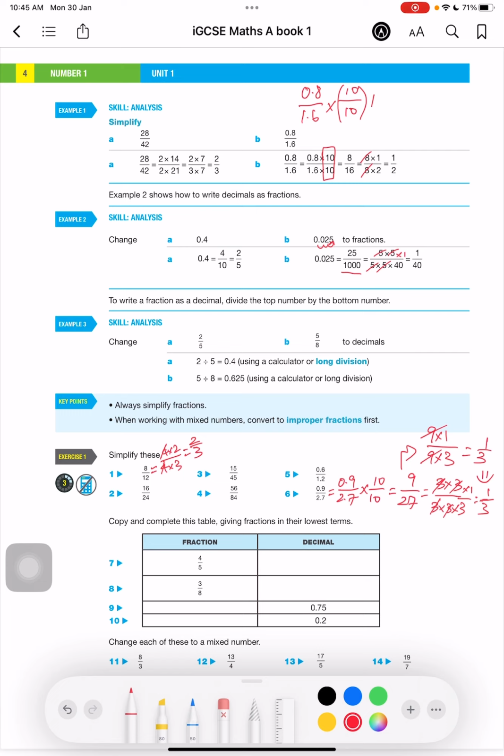Okay, let's move on to the table. You have a fraction of 4 over 5, and now you are required to convert it into a decimal. How do you go about doing that? When you're converting into decimal, always aim to convert into tens, hundreds, and thousands. That will basically be quite easy to see in terms of conversion.